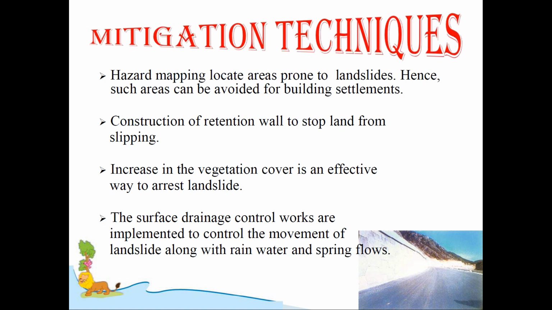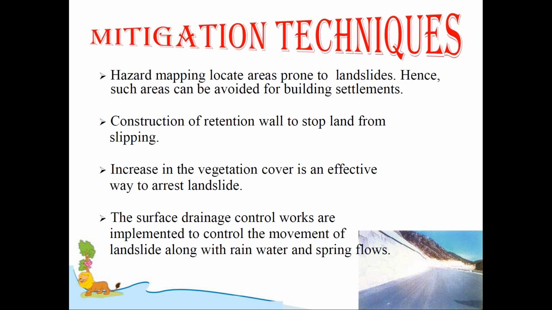Then increase in the vegetation cover is an effective way to arrest landslide. See, there can be a question in your mind that trees give us oxygen. Fine. But what is the relation of trees and landslide? How can they stop it? The reason behind it is, you know very well that the roots of the trees go into the depth of the land. So when they go into the depth of the land, they need maximum soil or land. So they just hold it. Because if we want a tree to rise high, it must go down in depth.